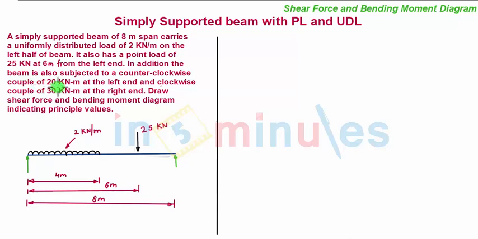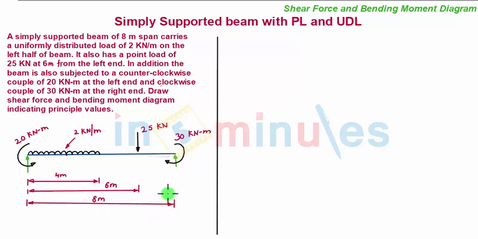First is a counterclockwise couple of 20 kN at the left end. So we draw a counterclockwise couple of magnitude 20 kN. Also there is a clockwise couple of 30 kN at the right end support. So we draw a clockwise couple of magnitude 30 kN. So with this, our loading diagram is complete. Our loading diagram must contain information of all the forces and the distances of all the forces about some reference point. So we have all the respective distances also.